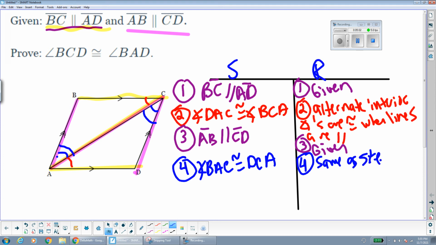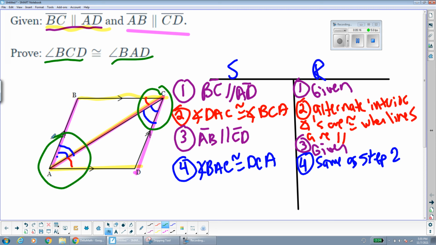So remember, our ultimate goal is to show that angle BCD, this whole angle over here, is congruent to angle BAD, which is this whole angle over here. So since we have information about the red parts of each of these angles and the blue parts of each of these angles, and we need to get information about the whole angles, we're going to be using the addition postulate here to combine the information about the parts of the angles in order to get the whole angles. So let's do that in the next step.